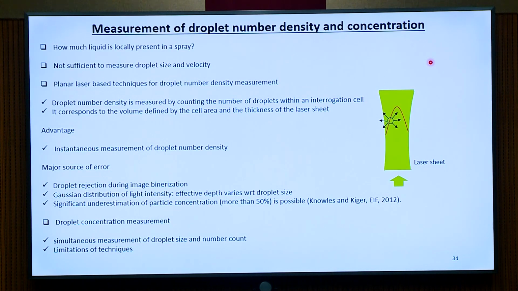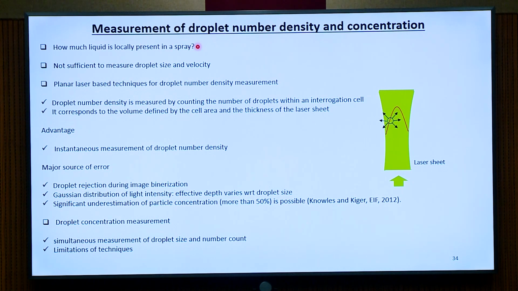Okay, so now measurement of droplet number density. Mostly in two-phase flows, the focus is on measuring the size and velocity of the dispersed phase, and sometimes the velocity of the continuous phase, as I mentioned. However, number density or concentration of particles in a flow also plays a very important role, because that tells you how much liquid is present locally in a spray. For that you need to know how many droplets are present.